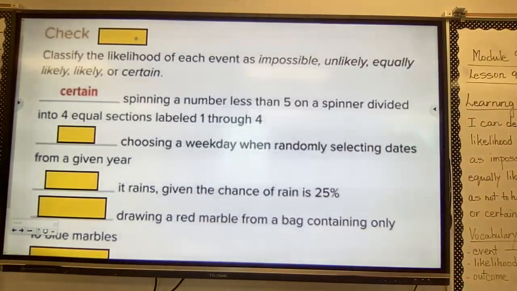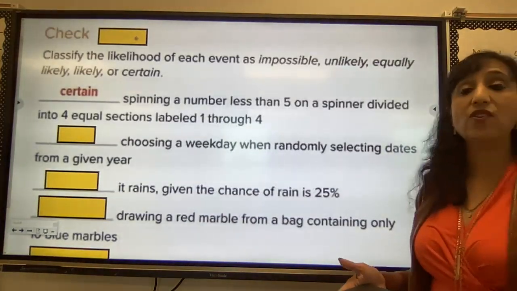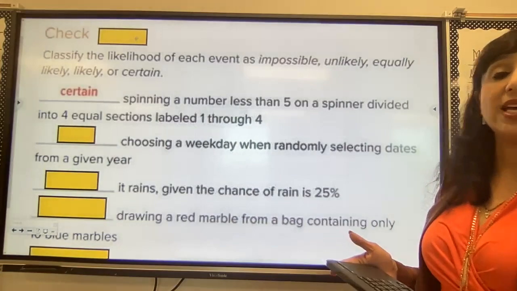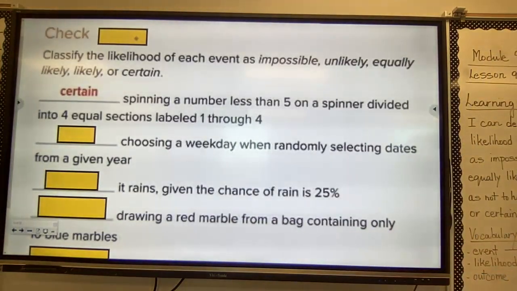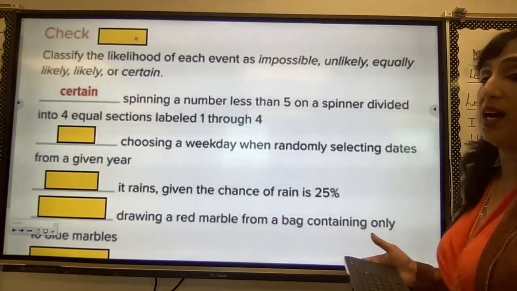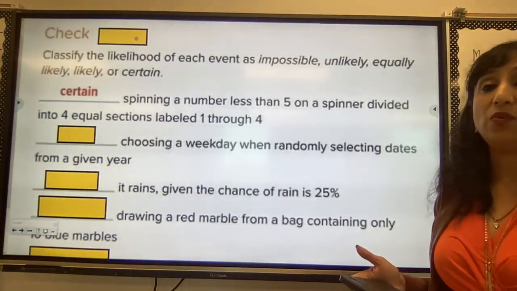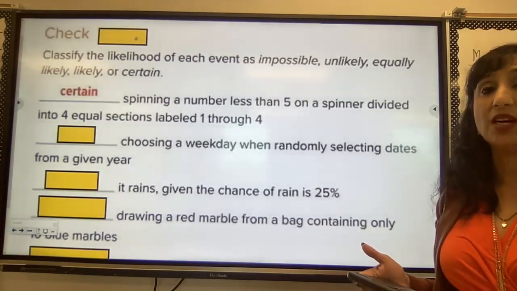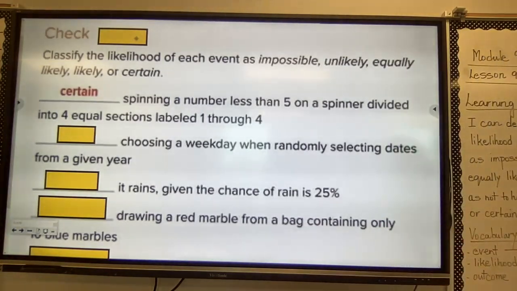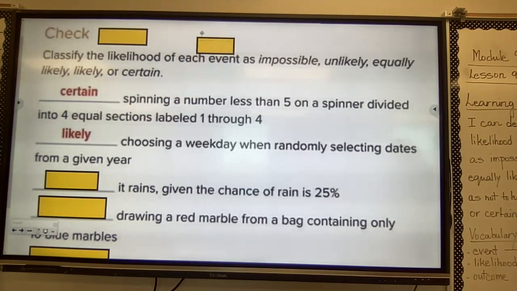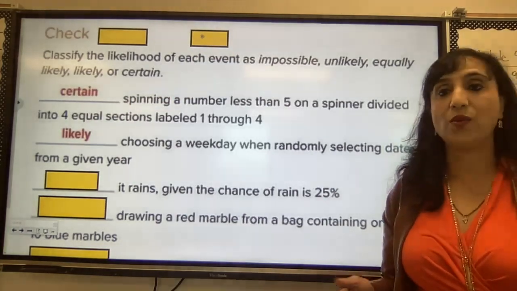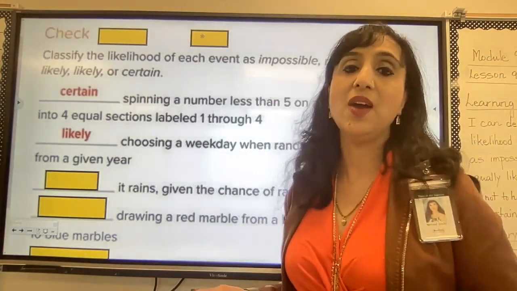All right, next one. Choosing a weekday when randomly selecting dates from a given year. We know that in a year we have a majority of weekdays when we are selecting dates from the year. So it is likely to happen. This one is definitely likely to happen, because it has a good chance of success since we have more weekdays than weekends.